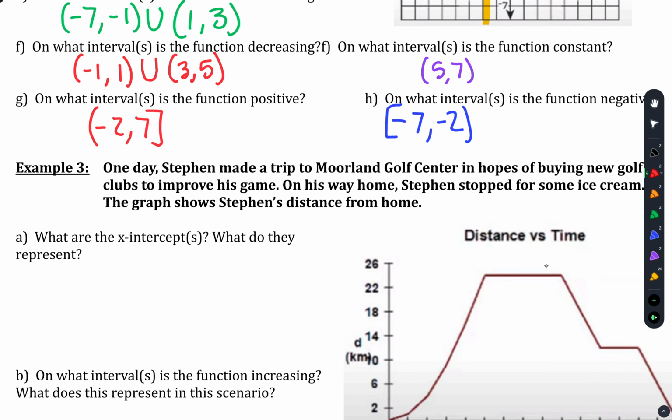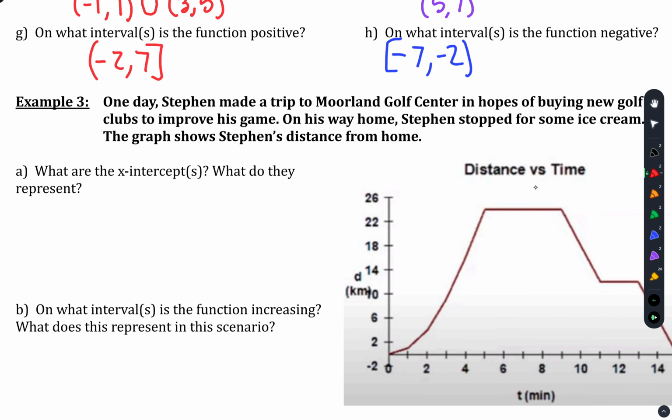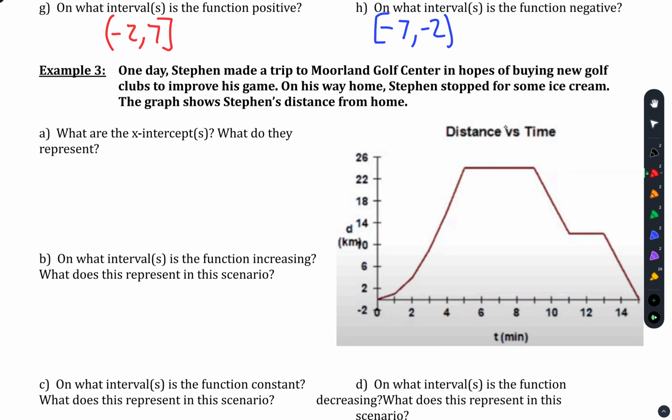Okay, the last thing that's going to be on your quiz is a word problem such as this in example 3. We're not only going to have to identify what they're asking us for, but we also have to explain it in the context of our problem. So let's read. It says, one day, Stephen made a trip to Moreland Golf Center in hopes of buying new golf clubs to improve his game. On his way home, Stephen stopped for some ice cream. The graph shows Stephen's distance from home.